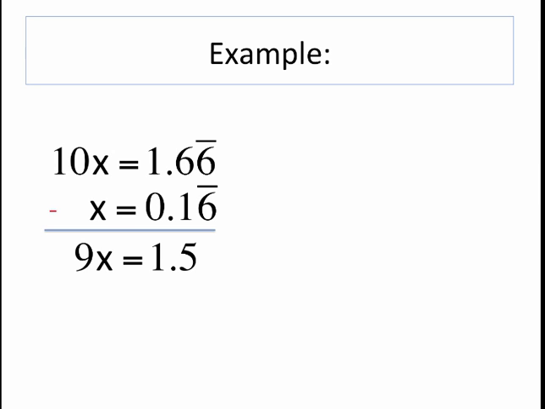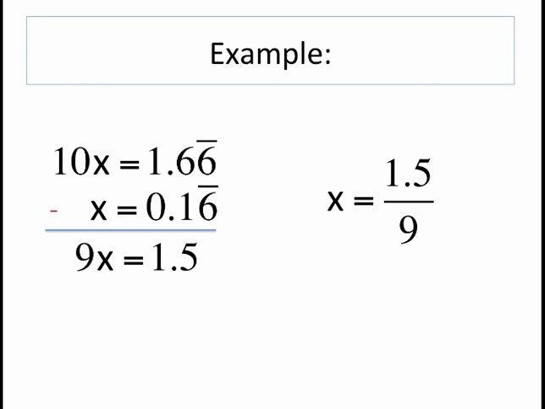Now if I go through the same procedures that I dealt with before, divide both sides by 9 in my result, I get x equals 1.5 over 9. Now hopefully most of your teachers have told you that you're not supposed to leave a decimal and a fraction together as a final result. Remember, rational numbers are a fraction of two integers.